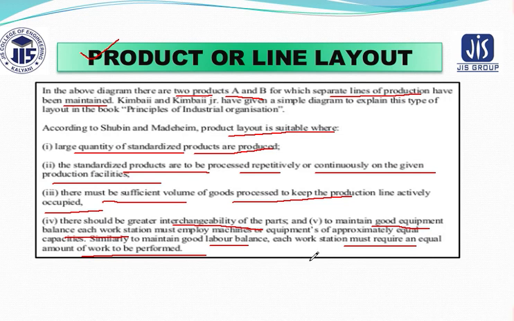And to go on working with this type of product layout or line layout, there must be a huge stock of raw product in your industry storage also. And you have to maintain a good equipment balance, so that each workstation must not be empty, so that employee, machine, equipment all can equally perform the task, or they can maintain a good labor balance at each workstation, and an equal amount of work must be performed by the employee.